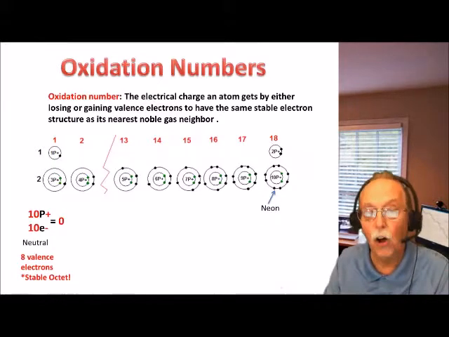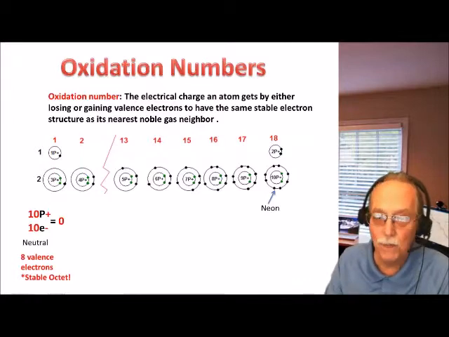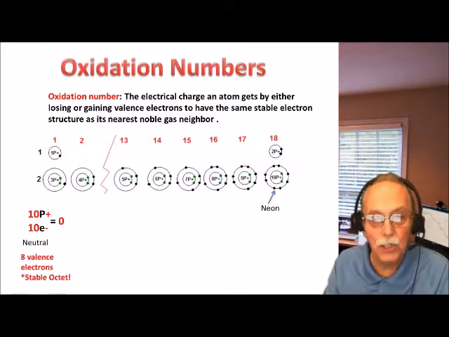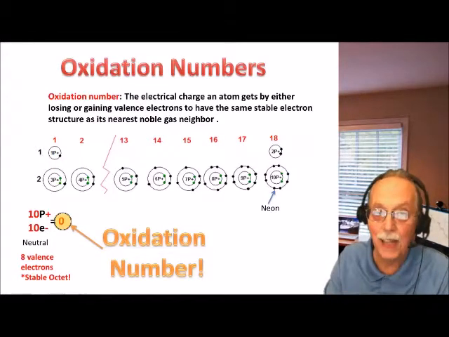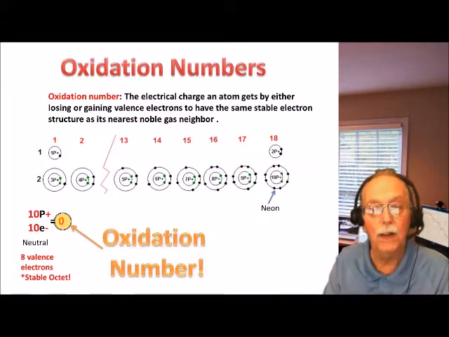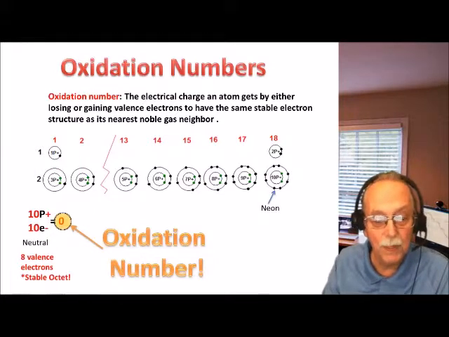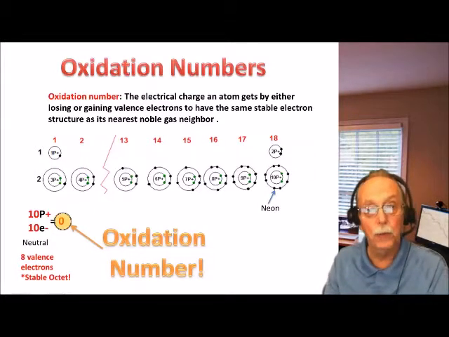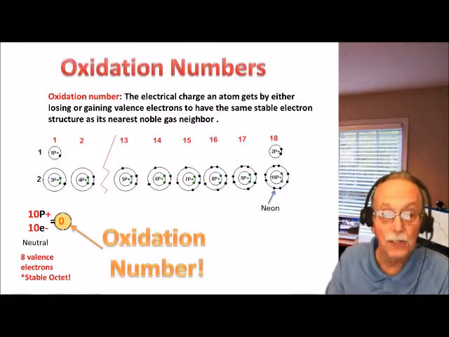And they're that way because they all have a filled valence level. Helium has a filled valence level with 2 valence electrons, and all of the rest, from neon on down, have a stable octet. And by the way, if you see that 0 right there, that lack of electrical charge, that's the oxidation number for not just neon, but also every element in group 18. Why? Because they're stable. They have a filled valence level. They're not going to give up any electrons. They're not going to try to take any valence electrons in. They're already stable, and so they have an oxidation number of 0. Remember, atoms will try to have the same electron structure as their nearest noble gas neighbor.